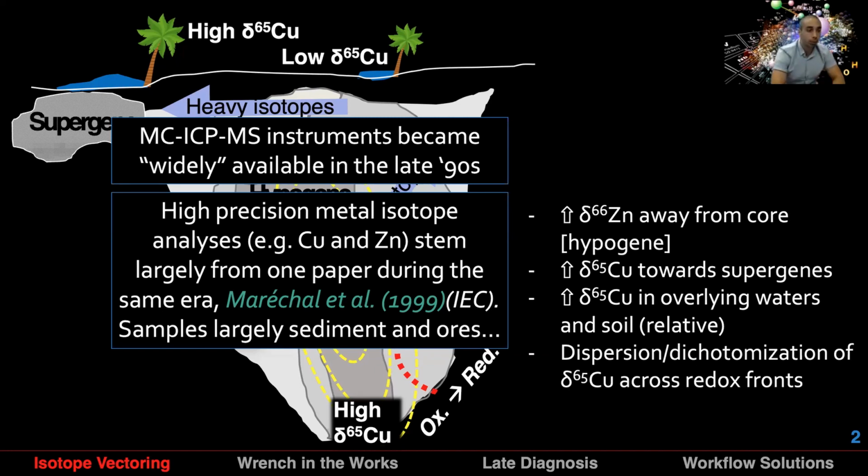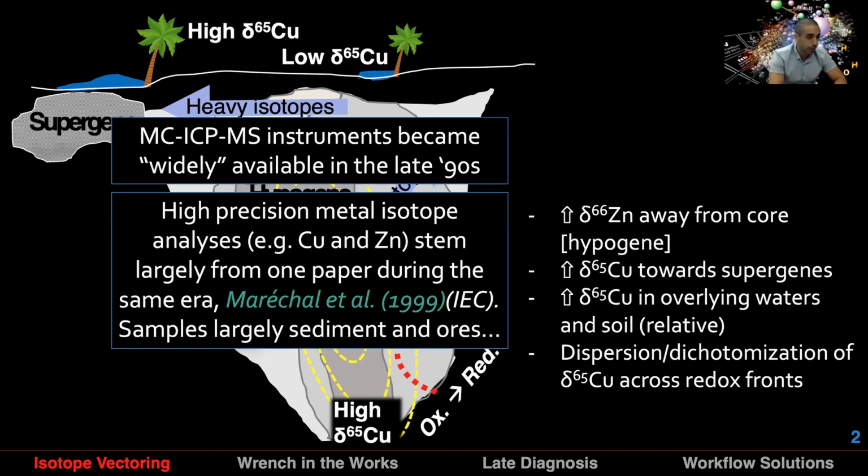So multi-collector inductively coupled plasma mass spectrometers have really been around, or quote unquote widely available, since the early 90s. And there have been multiple options to choose from since at least the late 90s. And high precision metal isotope analyses, specifically that for copper and zinc and then iron, a lot of this actually stems largely from one paper during the same era, and that was in 1999.